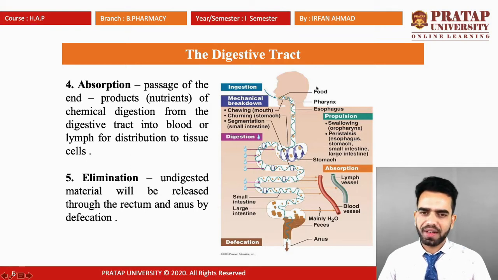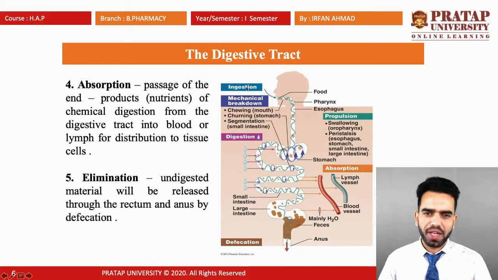Now this diagram clearly indicates the digestive tract functions: ingestion, mechanical breakdown, propulsion, absorption, and defecation. You can clearly see from here ingestion, that is the taking of food by our mouth. You can see small food particles are formed, and this is called the bolus.